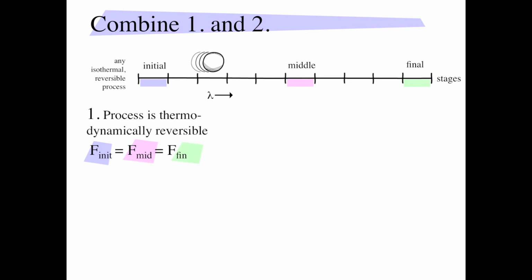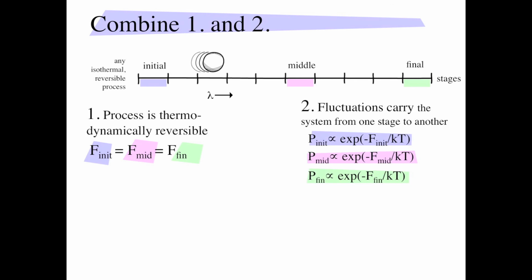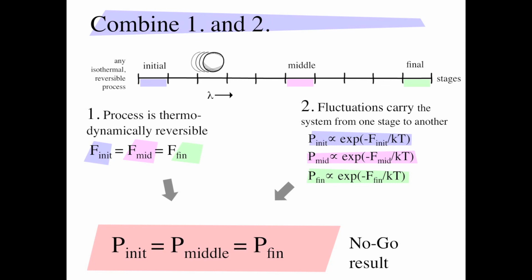Since the process is thermodynamically reversible, we know that the free energies of all of these states must be the same. The free energy of the initial, the middle, and the final stages must be equal. We also know that the probability that the fluctuations carry the system to each of these three states is proportional to an exponential in the free energy of each of those three states. Combining these two results, we arrive at the no-go result. The probability that the system is in the initial, middle, and final stages are all equal.